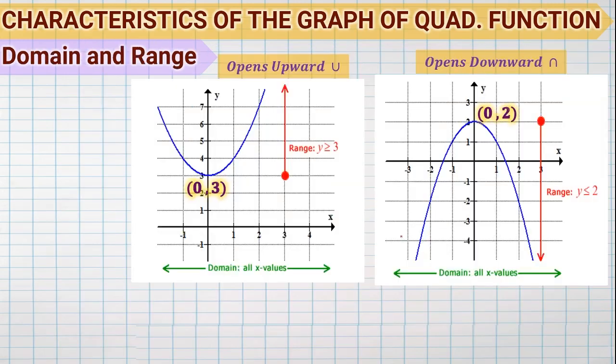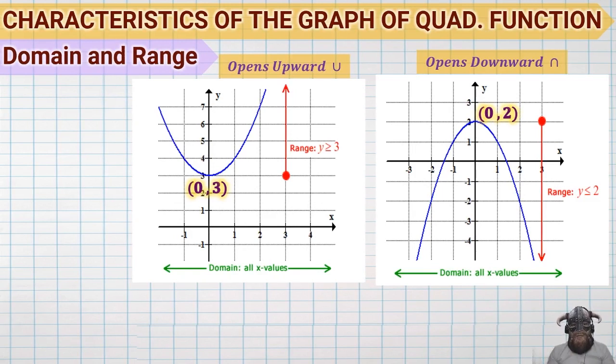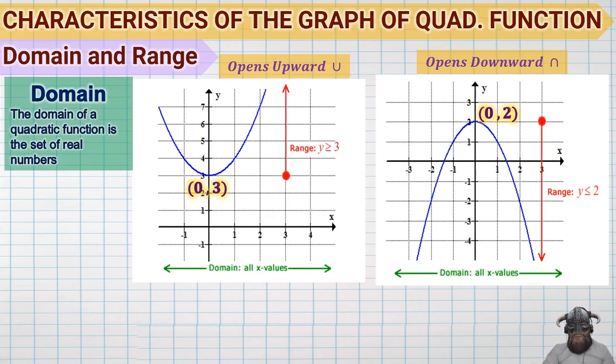So as we proceed, we also have another characteristic of the graph of a quadratic function, which is the domain and the range. As you can see, I also have two examples here. Meron tayo dito a parabola that opens upward and a parabola that opens downward. We define the domain of the quadratic function as the set of all real numbers. But the same as your lesson during grade 8, dinidefine kasi natin si domain as the set of x values of a given graph.